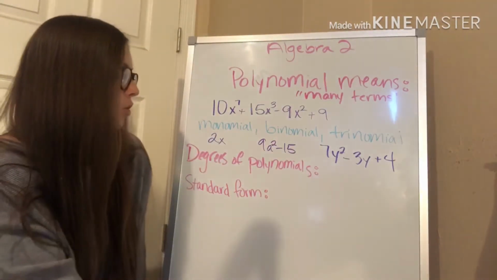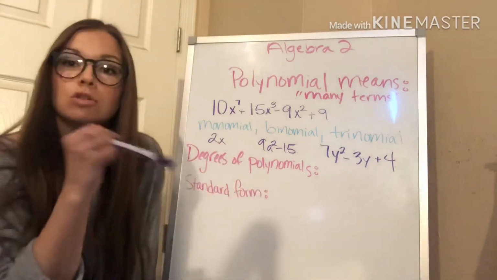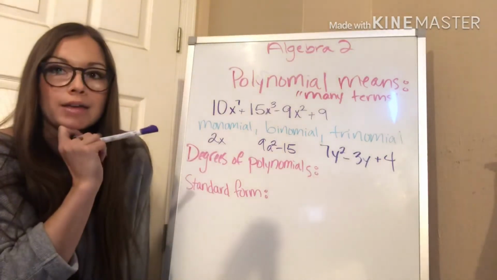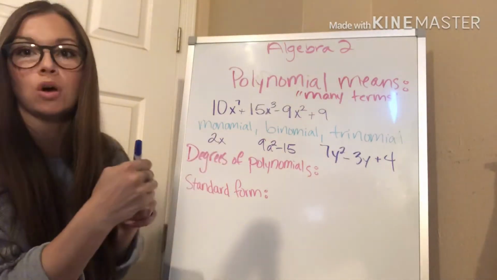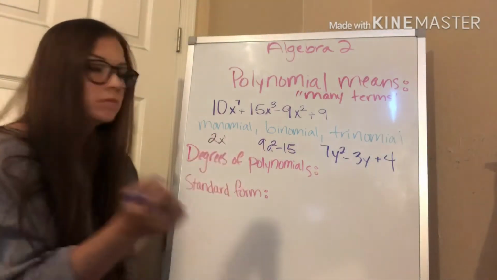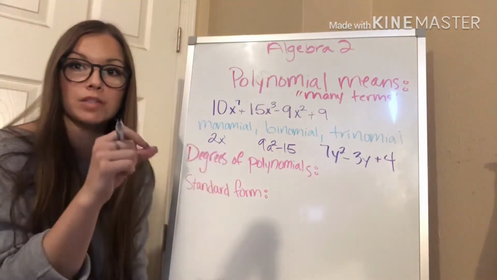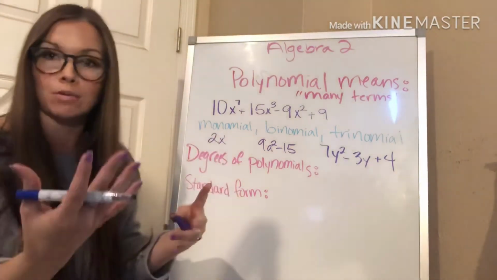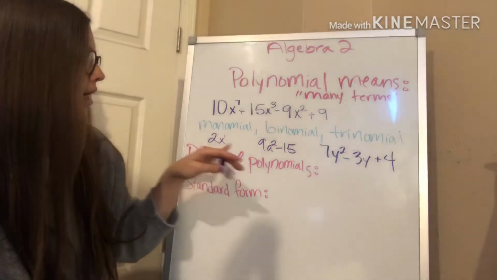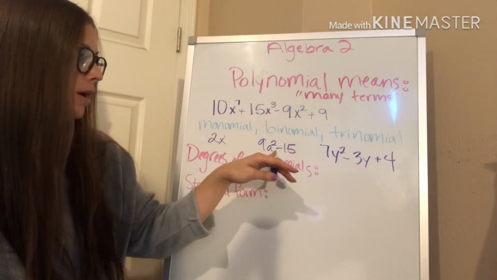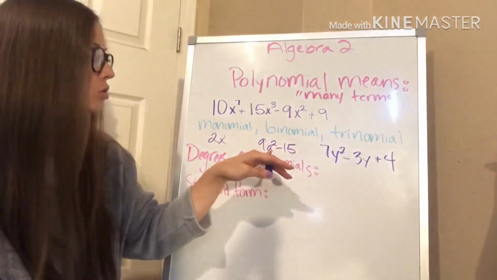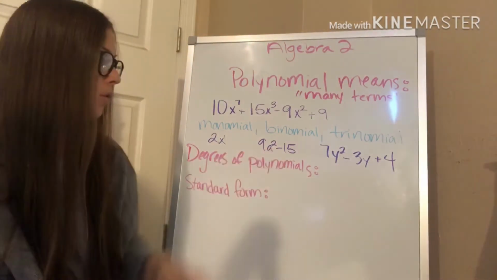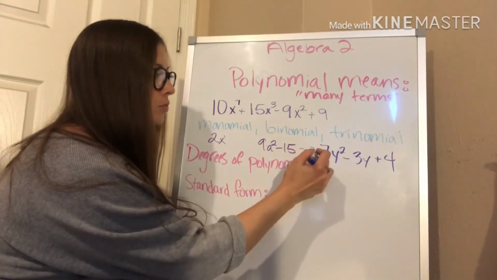Okay, so talking about the powers of the polynomials gets us into degrees of polynomials. The degree of this monomial 2x, well, there's just one x. So it has an invisible power of 1. All variables by themselves have that invisible power of 1. Also the coefficient, but that's not what we're talking about. The powers. Here we have 9a squared minus 15. So the highest power is the a squared, so the degree of that polynomial would be 2.